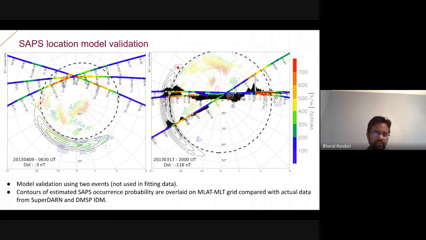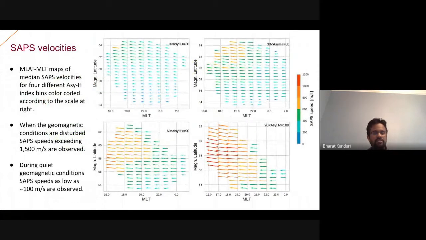And the contours here are also predictions of our model indicating the likely location of SAPS. And again, all three DMSP satellites, F16, 17, and 18, are making observations of SAPS at this time, and they are in pretty good agreement with what we predict would be the likely location of SAPS. So that completes the location part of SAPS and SuperDARN radars. We'll now turn to understanding the dynamics of the velocities.